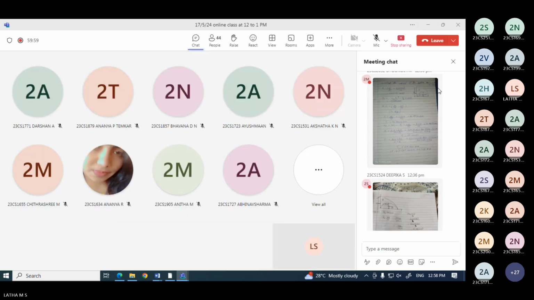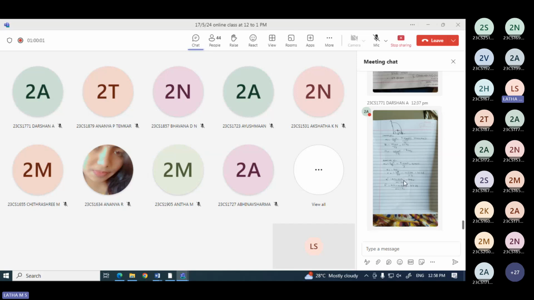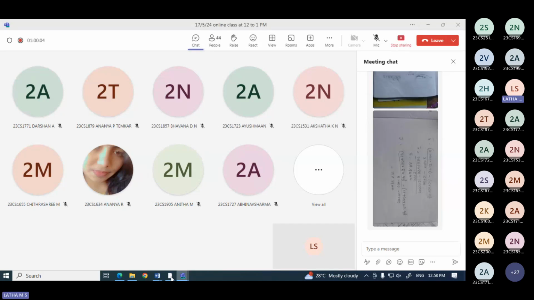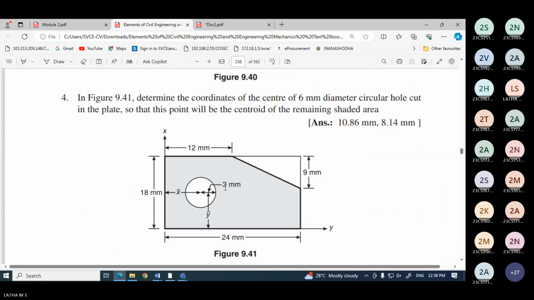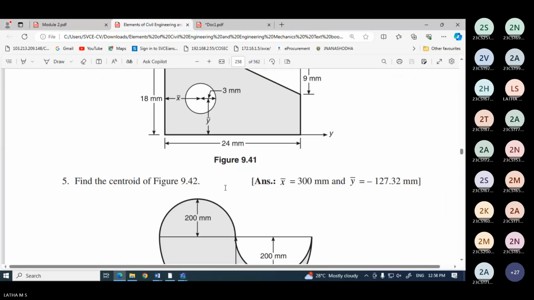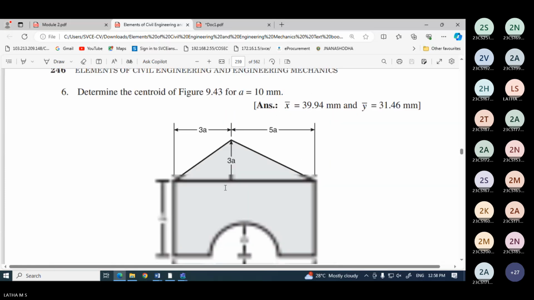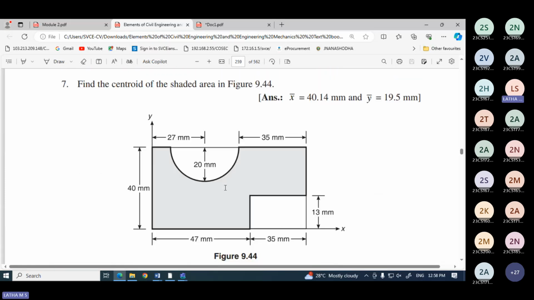Okay. I'll keep waiting until then. I'll give one more assignment to the other students, those who are finished. Yeah, take this figure, this problem. You can see this problem, everyone? Take the same problem and do it. It's very simple.